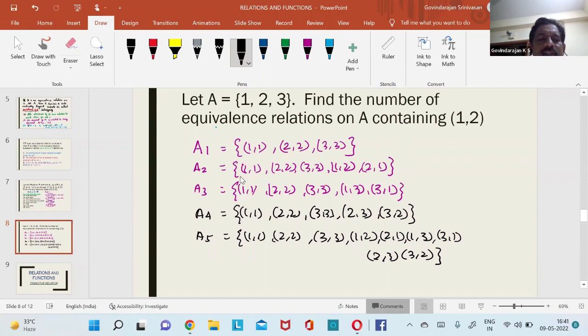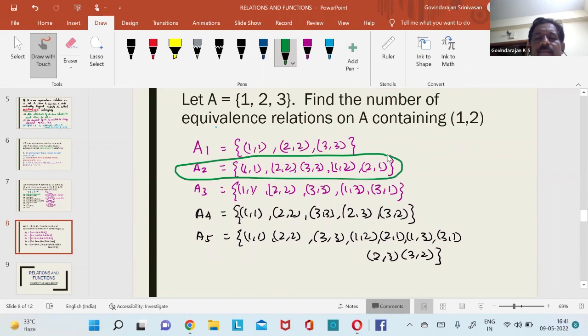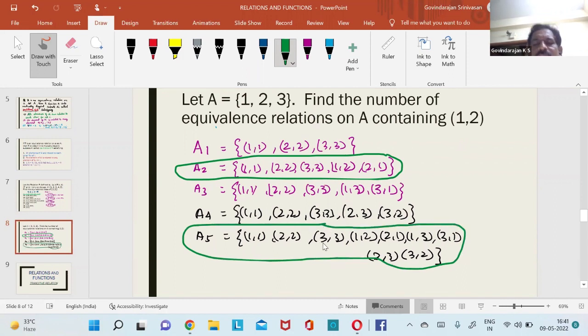So the equivalence relations containing (1,2) are A2 and A5. Only 2 equivalence relations contain the element (1,2). Am I right? These are the 2 equivalence relations from the set A. I don't think any other equivalence relations are there. These are the 5 equivalence relations we can form from the set A, and 2 of them contain the element (1,2).